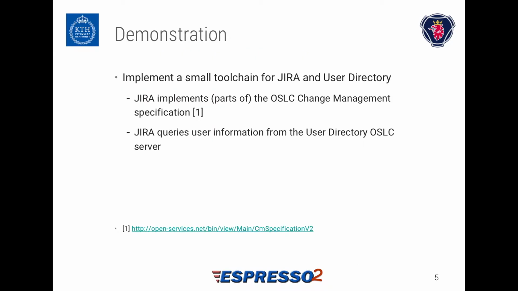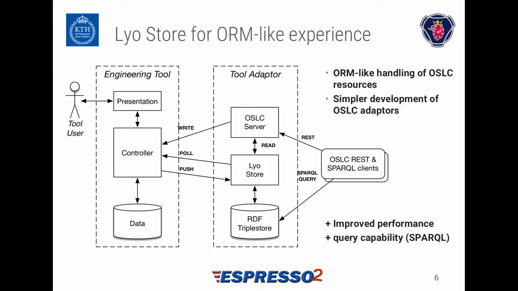I will here demonstrate how to use the Toolchain Designer to develop a small toolchain for Jira. Jira adapter will partially implement the change management specification. To make the example slightly more complicated, Jira will retrieve information about its users from another tool, a user directory tool. To make adapter development even easier, we introduce another component, Lyo Store. Lyo Store allows adapter developers to store and retrieve resources from the triple store using simple ORM-like operations. Once the tool artifacts are stored in the triple store, Lyo Store can be used to respond to client GET requests without any additional tool-specific code.